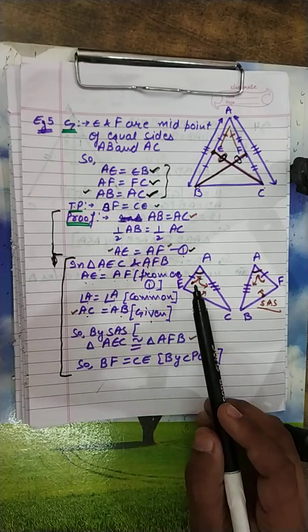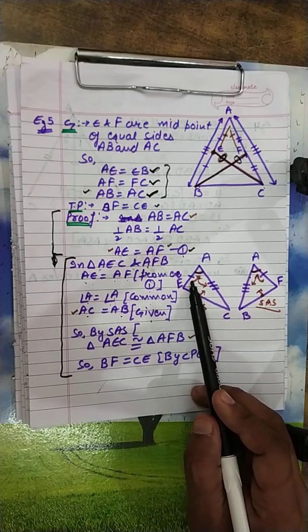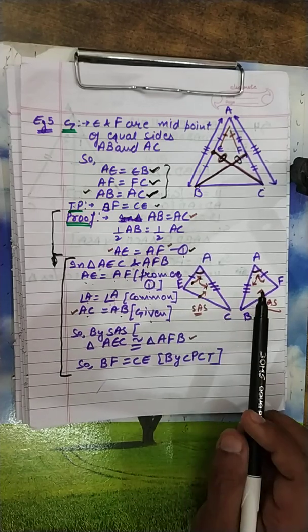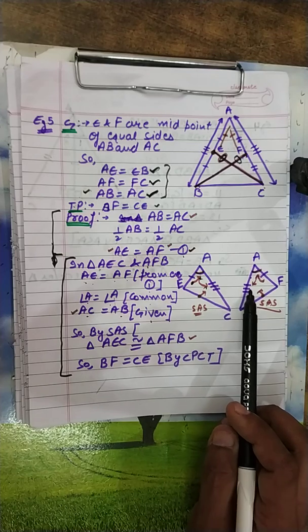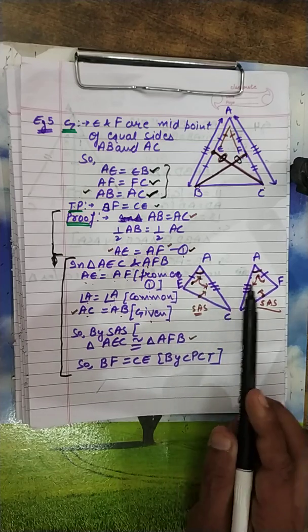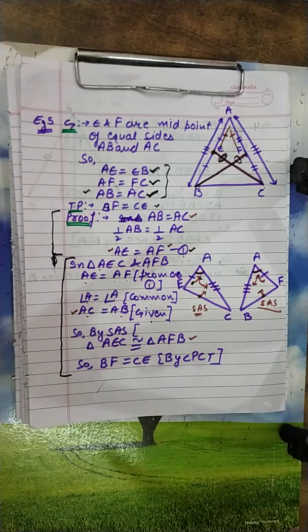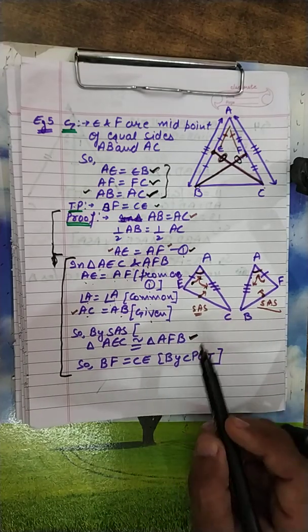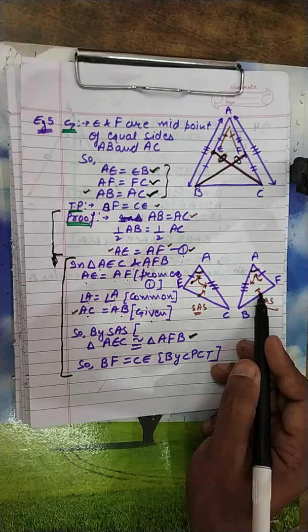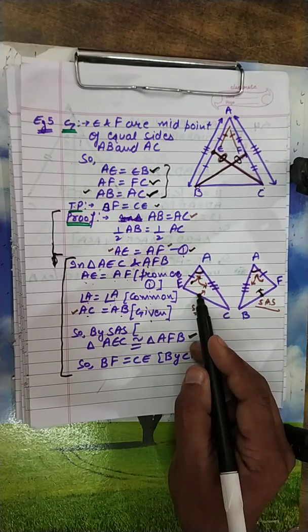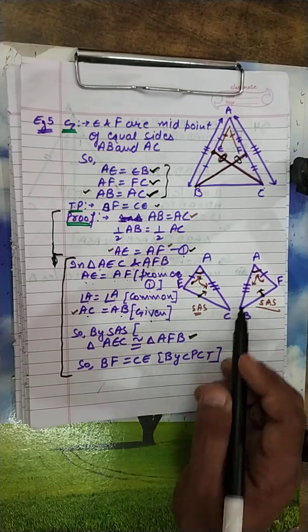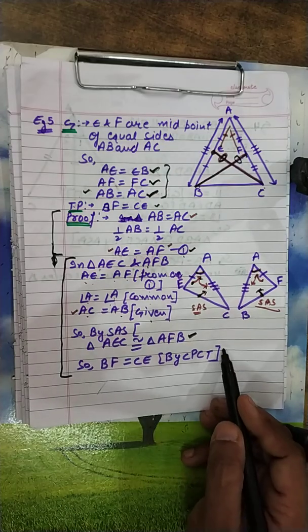So what property applies? Start from a single line, then arc, then triple line, single line, then arc, then triple line. It means side, angle, side, angle, side. Both triangles are congruent with the same pattern. If both triangles are congruent, then BF is a part of this triangle and EC is a part of this triangle. Both sides are equal by CPCT.